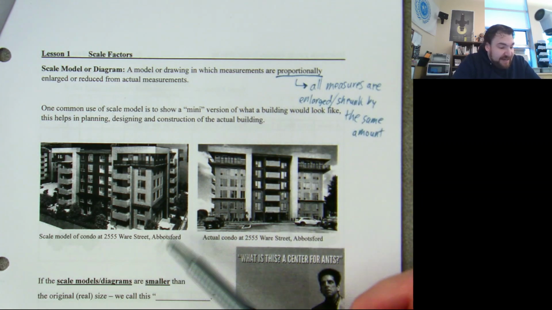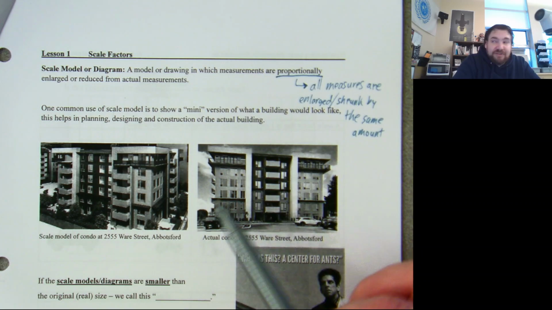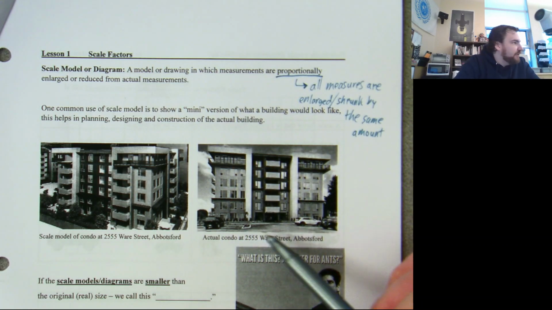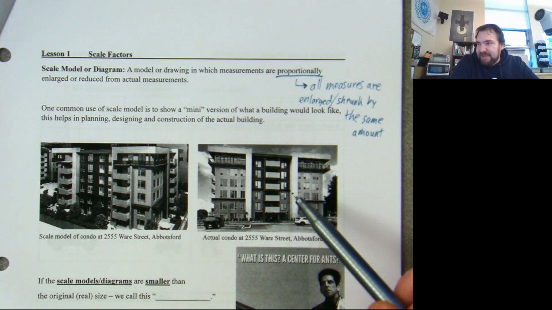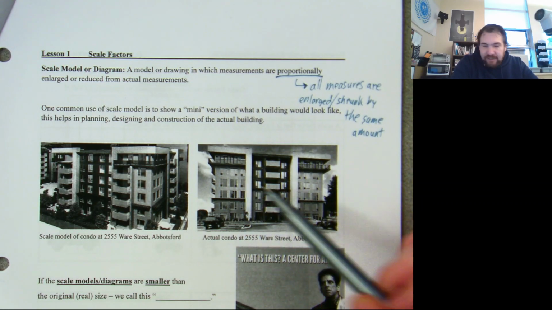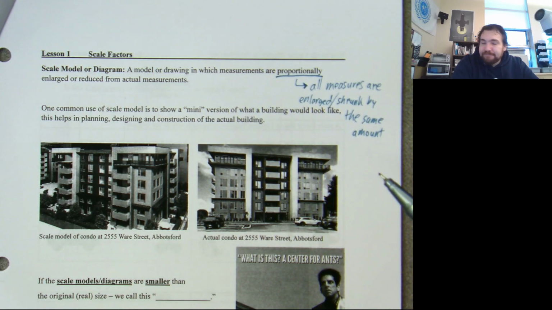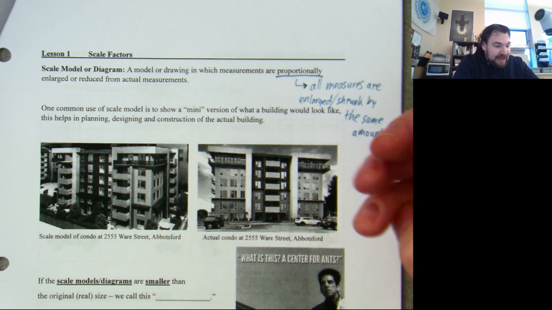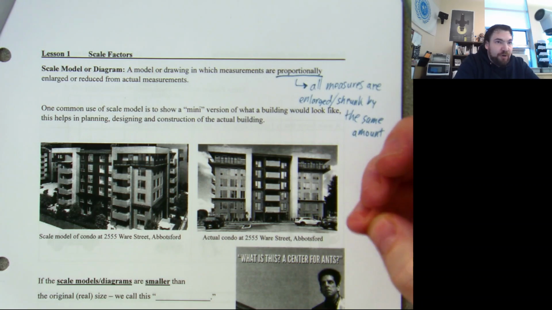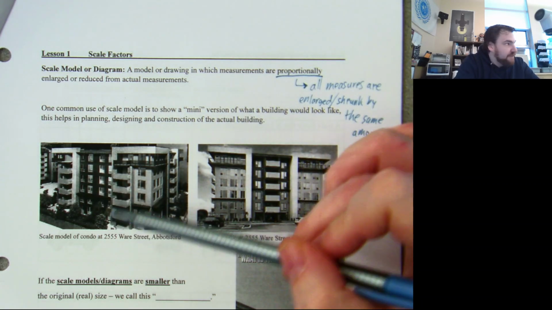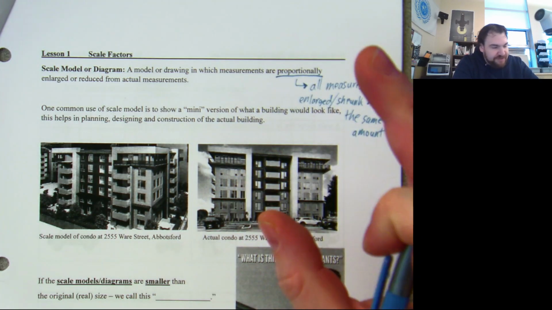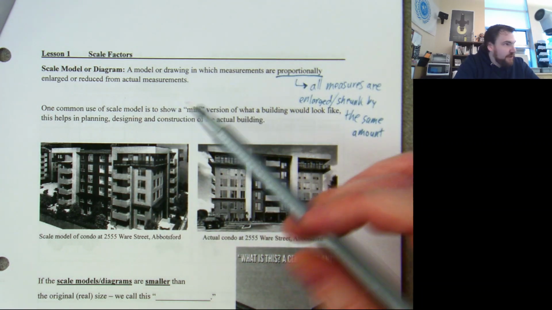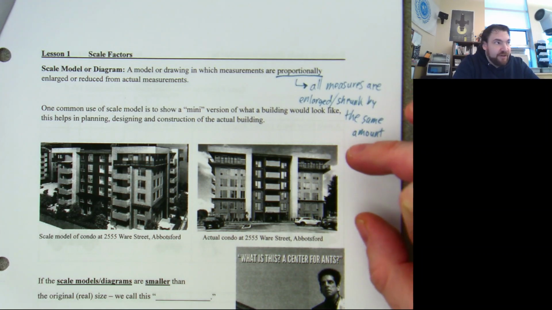So a common example is this guy here. It's hard to tell the difference when they're not colored, but this is an actual picture of a condo building on Ware Street. It's the one with the yellow balconies and yellow walls. And then this is the scale model of that same condo. When the developer was planning out what the property would look like, they build scale models of things. They put the buildings down, they put the scale cars down, the scale people down, and then they make the tweaks they need to make so that when they actually build the thing full size, they've got an idea what the stuff's going to look like.